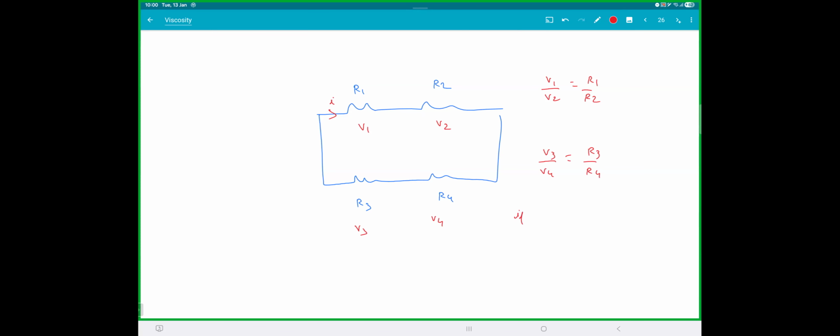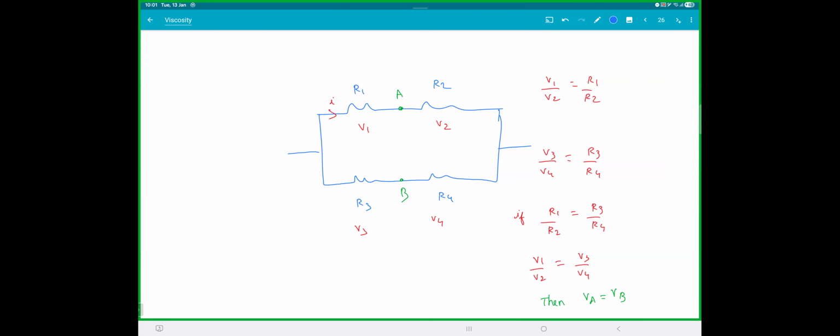Now, if R1 by R2 becomes equal to R3 by R4, then V1 by V2 becomes equal to V3 by V4. That means any point A here and any point B here will become equal. That means VA becomes equal to VB. Does it make sense? Because if this potential ratio and this potential ratio are the same, and this whole chunk is connected in parallel, then A and B must be at the same potential.